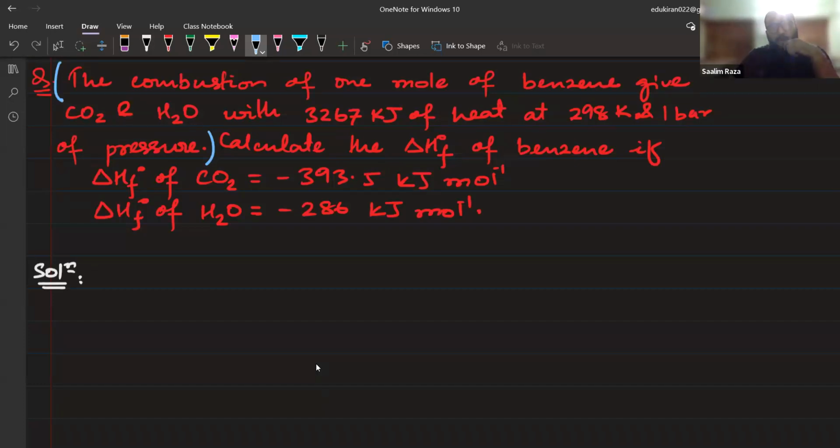Reaction हो रहा है ना ये, the combustion of 1 mole of benzene gives CO2 and H2O with 3267 kilojoule of heat. So they have given you a chemical reaction with some information about the heat. तो आपको क्या लिखना है, thermochemical equation यहाँ से लिखना पड़ेगा. How can you write the thermochemical equation? उसके लिए आपको चाहिए benzene का formula. Does anyone know what is the formula for benzene?